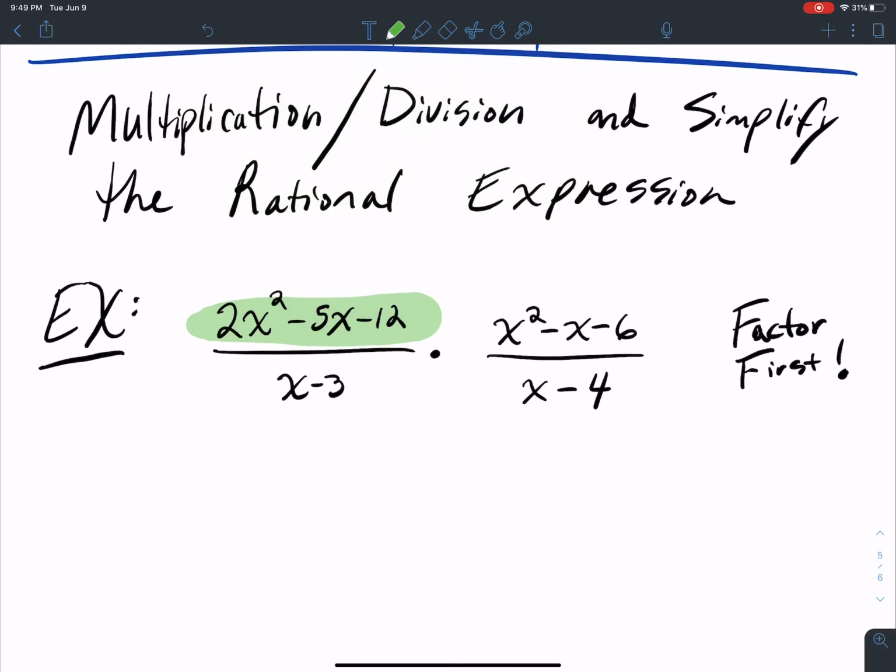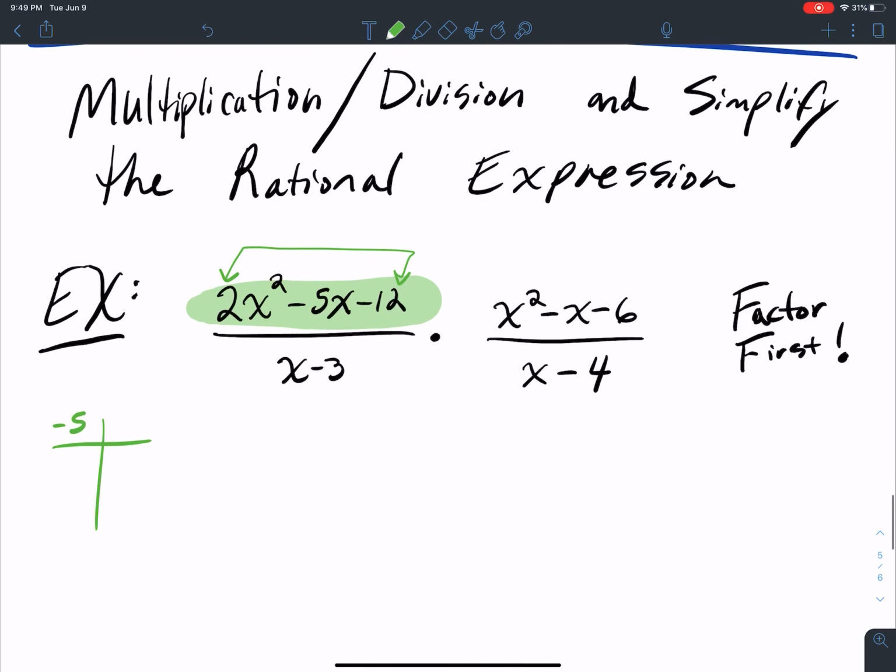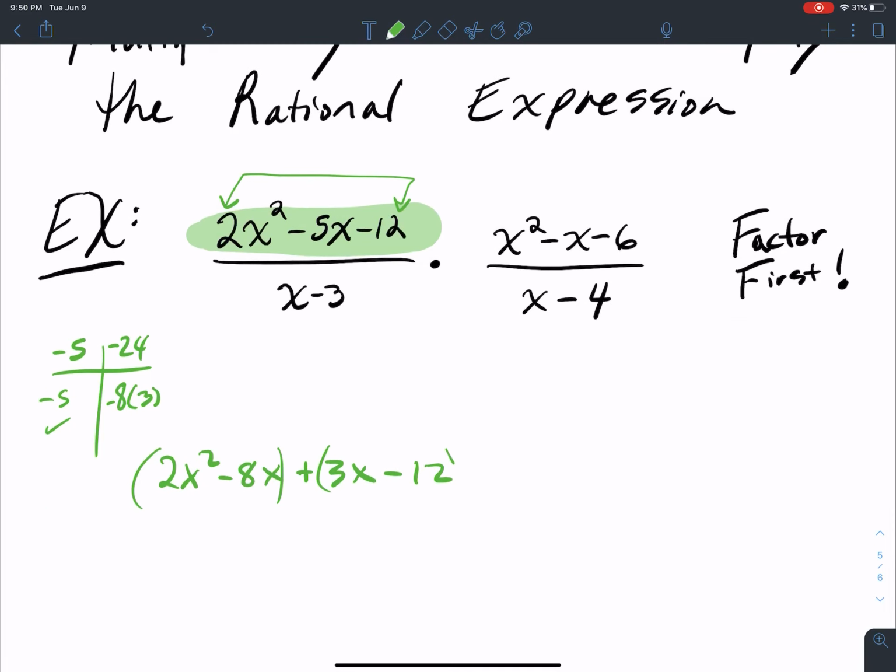If I factor this, okay, AC method, I got to use that here since A is not 1. So multiply through, need to add to -5, multiply to -24. So -8 times 3 adds to -5. Good. So that's 2x squared minus 8x plus 3x minus 12. GCF, so I can pull a 2x out, and that leaves me x minus 4. And then here I can pull a positive 3 out, and that leaves me x minus 4.